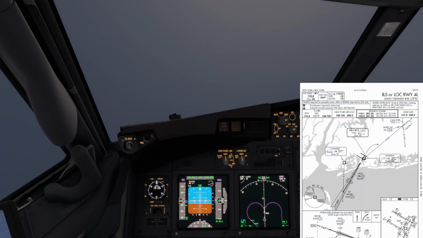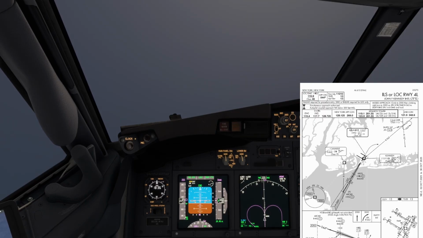Tower frequencies as well. We're using 4 left, so we'd expect 123.9. Again, these are military frequencies. These two on the right are military frequencies. These two on the left are civilian frequencies. Ground control, same thing, military and civilian.